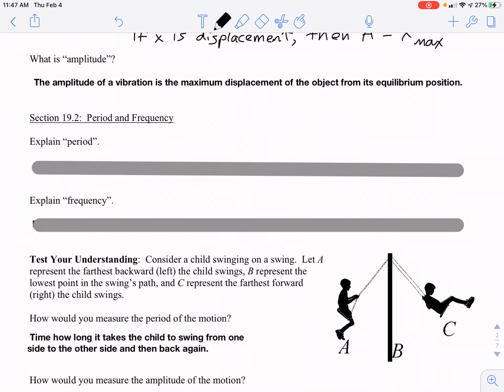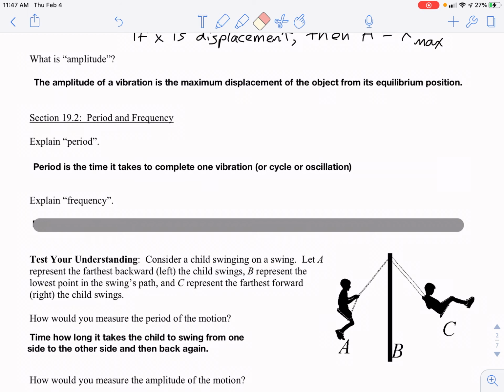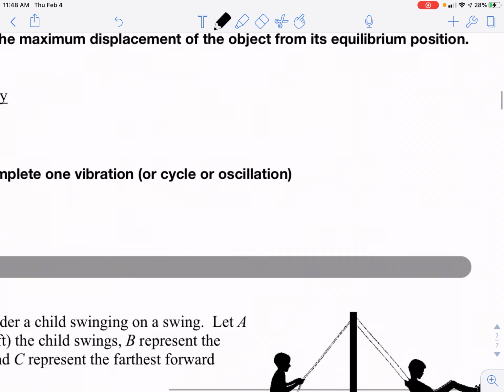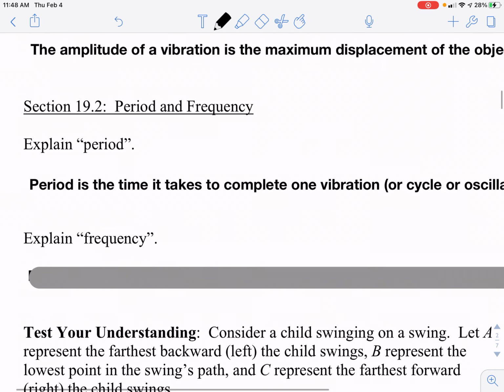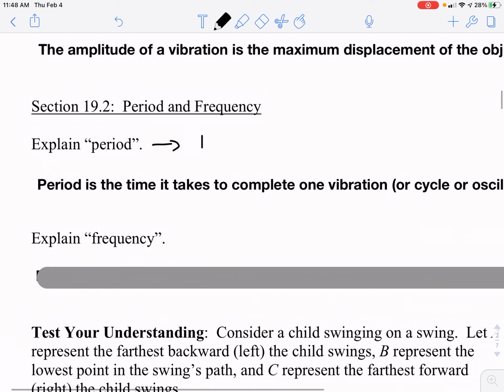Section 19.2, period and frequency. Explain period. Period is the time it takes to complete one vibration. A synonym for vibration, of course, would be cycles, oscillations, waves. Another way we could describe it is the period, which uses the variable capital T, units are seconds.